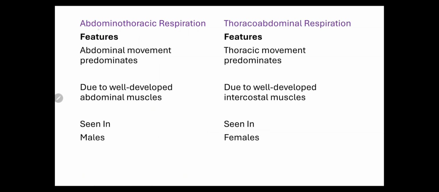Abdominothoracic respiration is where abdominal movement predominates, typically seen in healthy males, due to well-developed abdominal wall dynamics. Conversely, thoraco-abdominal respiration features prominent thoracic movement, which is classically seen in healthy females due to intercostal muscle utilization. Recognizing these baselines is critical because a sudden shift in these patterns points directly to underlying pathology.